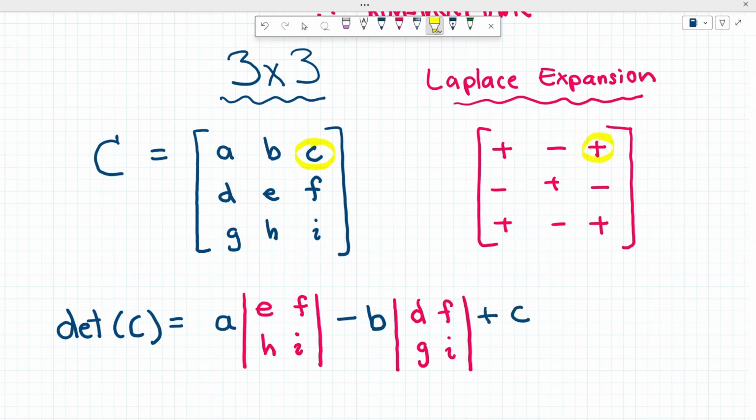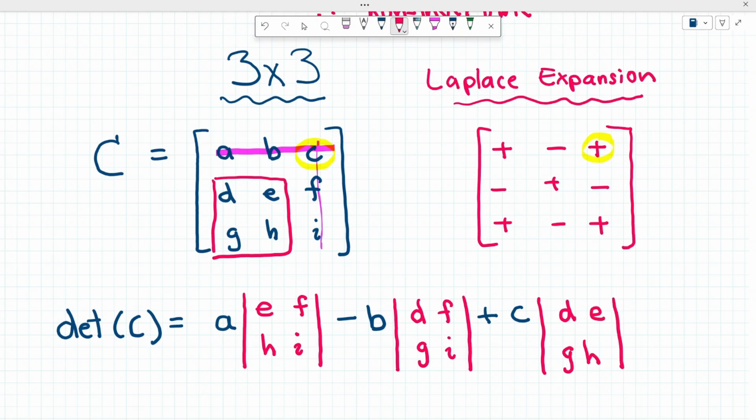And again, we're going to cancel out the rows and columns adjacent to C, and we're going to look at what minor matrix we have left. So our minor matrix that we have left is matrix D, E, G, and H. And that's it. We've gone through our whole first row and used the Laplace expansion, and by doing that, we have derived the formula for our determinant of C.